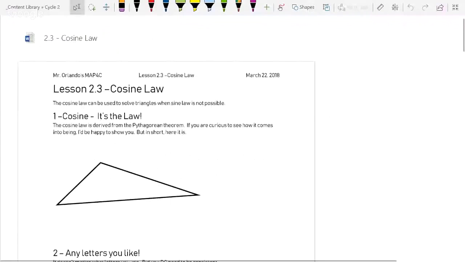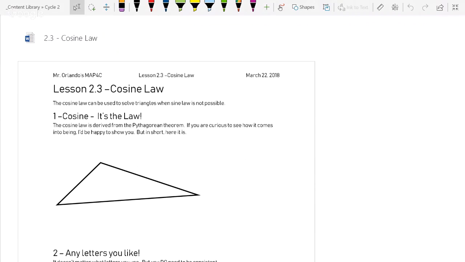All right, so if you recall last cycle when we did sine law, we talked about looking at triangles to solve for unknown information that aren't right angles. You did this in grade 11. If you took academic, you even did these in grade 10, right? So you've seen this stuff a lot of times before.